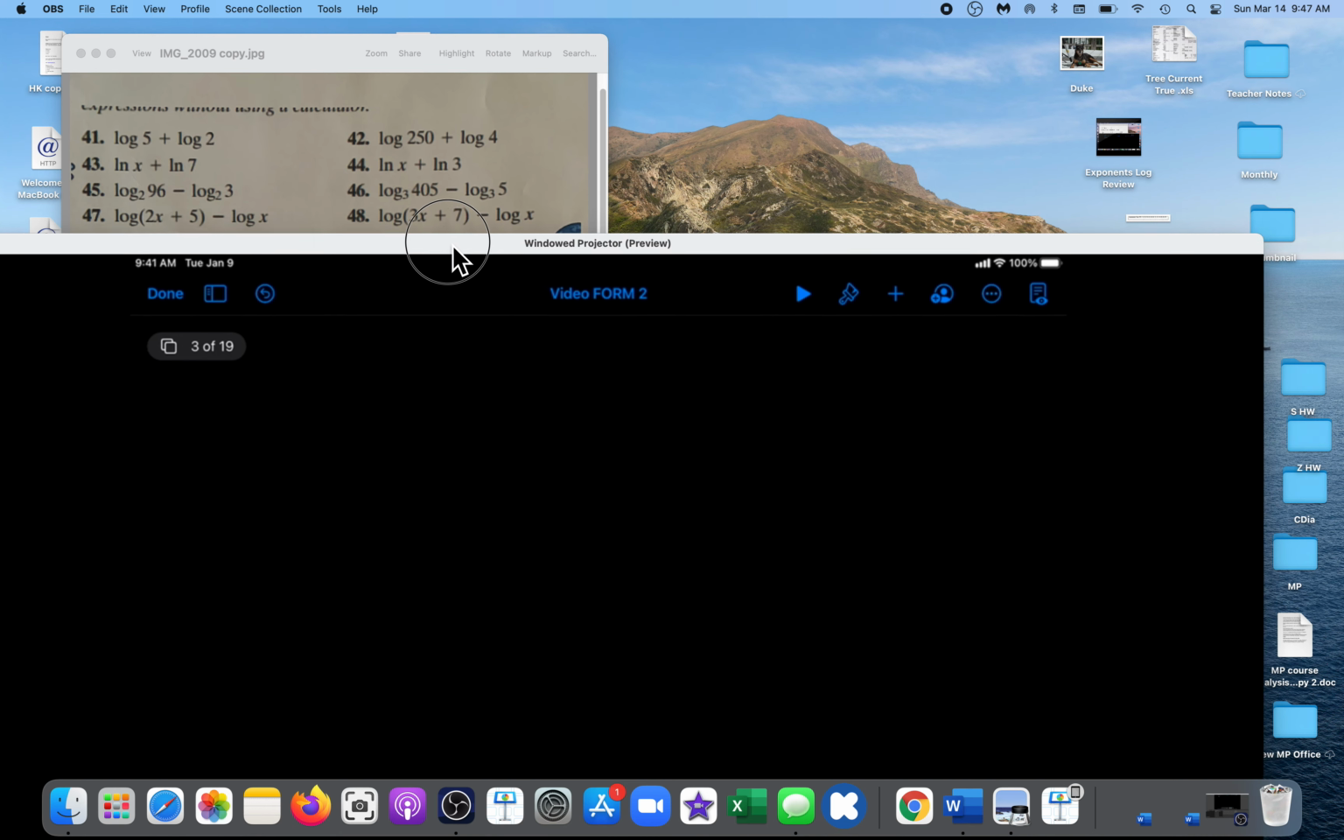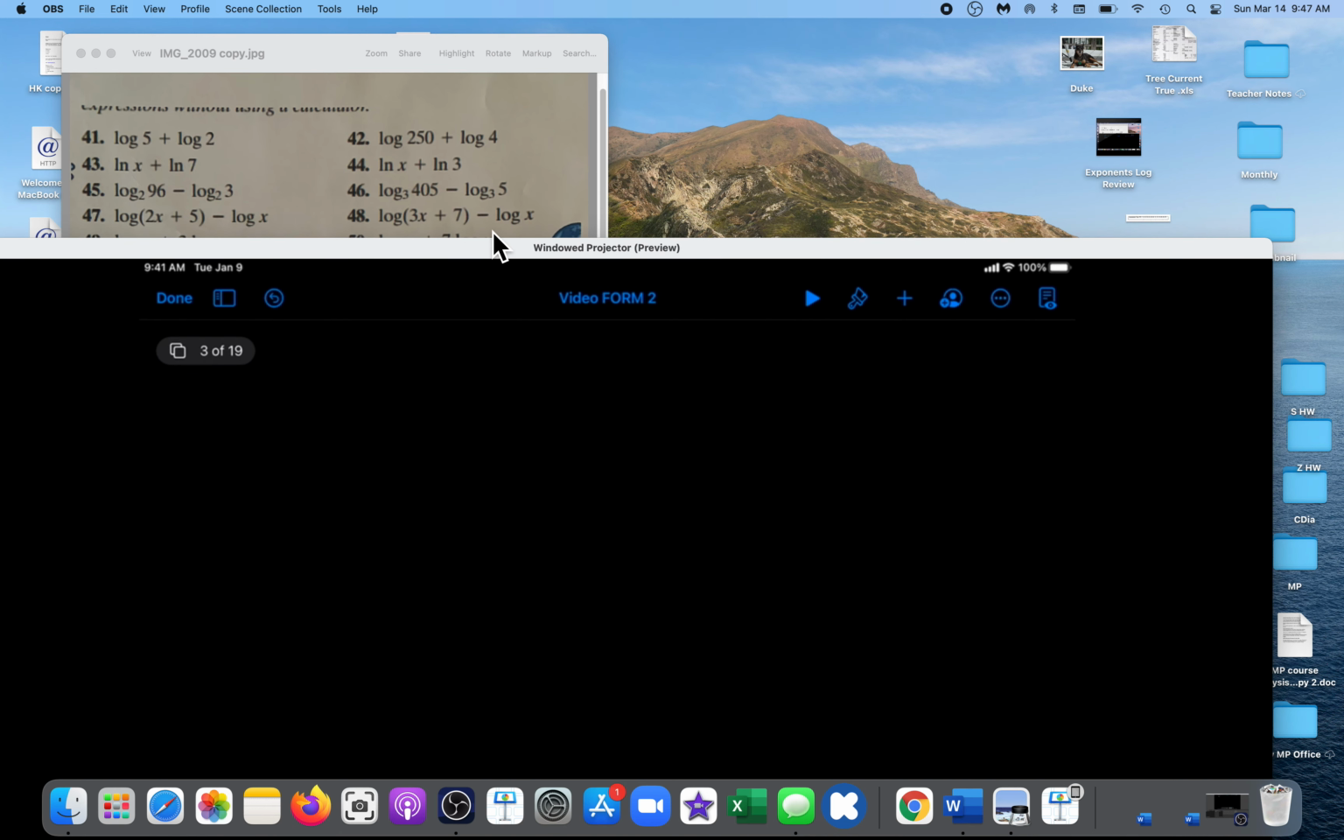Let's go to 48. Here we have a minus sign. We know that this argument is going in the denominator, and this has a plus sign out front. That's going in the numerator. We're going to write the word log once, and we're going to have 3x plus 7 in the numerator, and x in the denominator, and again, we cannot go any further because x is an unknown. Notice the word log is written once.